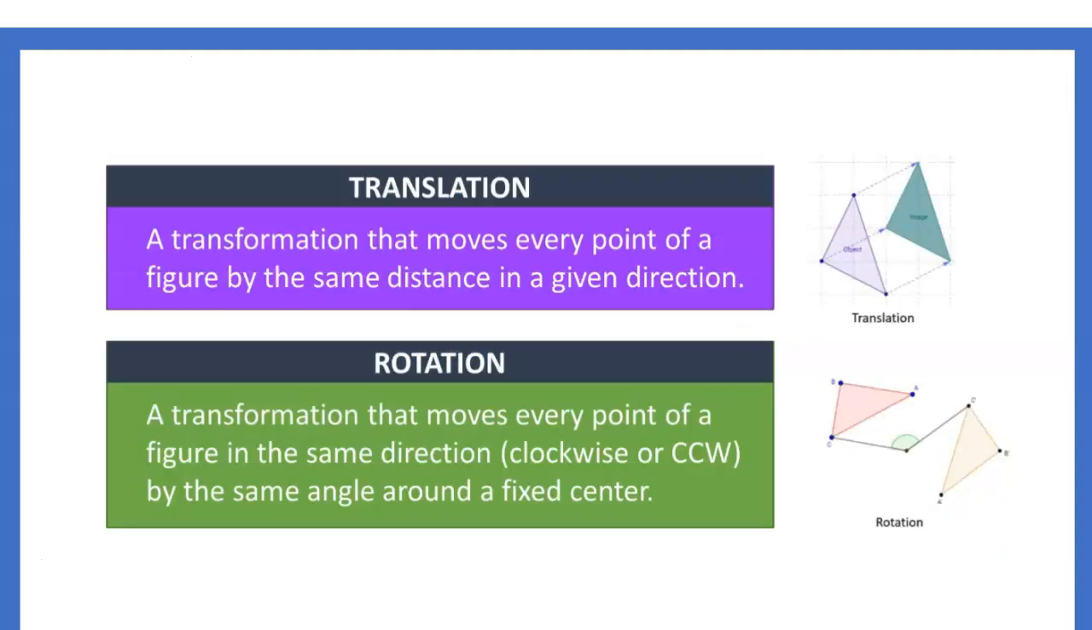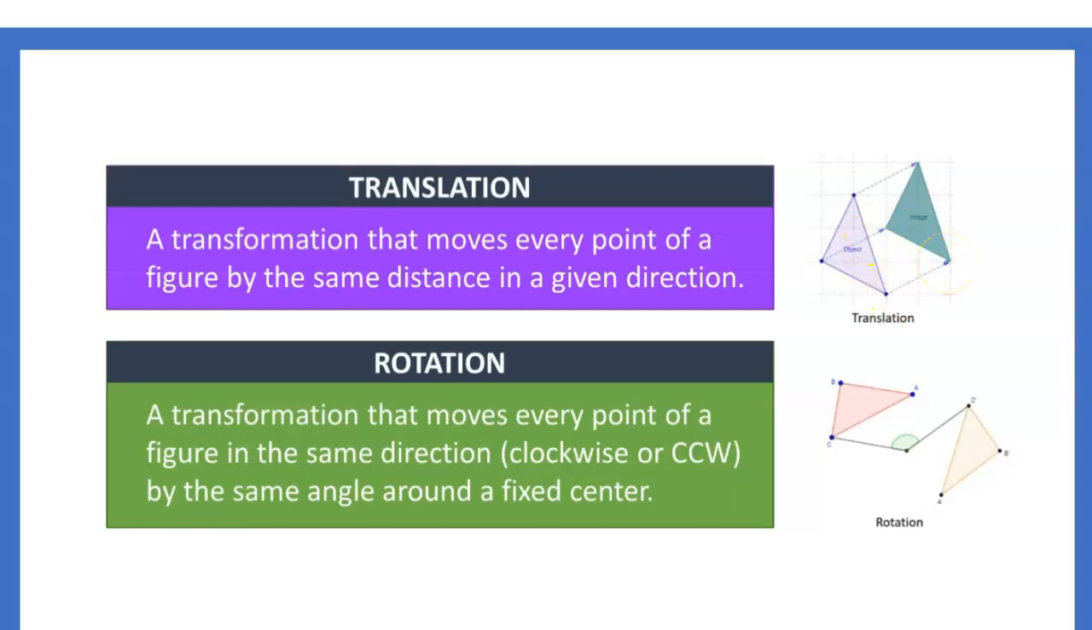Now just a quick overview of the definitions we came up with yesterday. We had a translation, which was moving every point of a figure by the same distance in a given direction. And remember, we had these vectors that said we moved a particular length and a particular direction. Each of the points moved the same length, same direction.